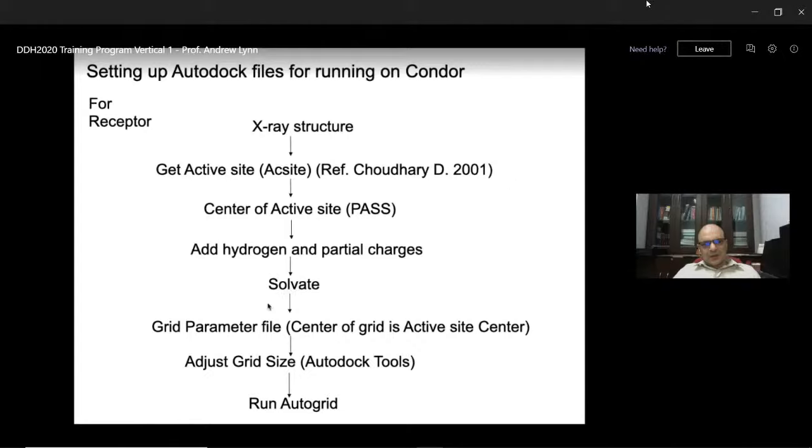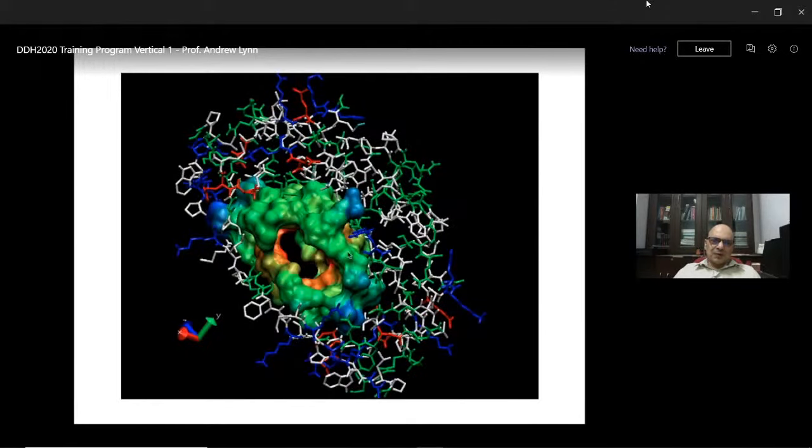Then AutoDock uses a grid rather than all atoms. So a grid parameter file is created. You can adjust the grid size, and then you run AutoGrid to prepare the receptor. Now, once the receptor is prepared, this is what it would probably look like. This is for the HIV protease as an example. You have the active site clearly defined, and the programs that I used will only define the area around the active site. Now, this is all that we are interested in. The rest of the molecule is not so much of importance with reference to grid-based docking, so we can improve on the speed.